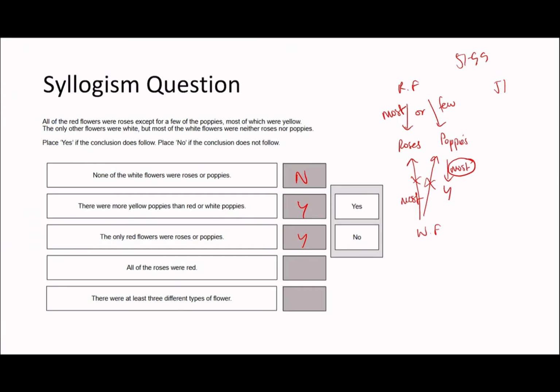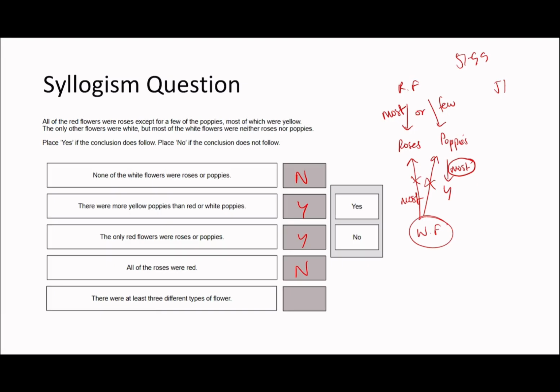Okay. All of the roses were red. We don't know that. Okay, and so this is where I can create a hypothetical. I could create a rose that's white, can't I? Because it says most of them weren't roses or poppies. It could mean that there's one white rose in there. So I create a hypothetical, and because I create that hypothetical, my original statement must be false. So instead of saying all the roses are red, I'm going to change that to one rose is white, or not all of the roses are red, and that is true. And that's at odds with my original statement.